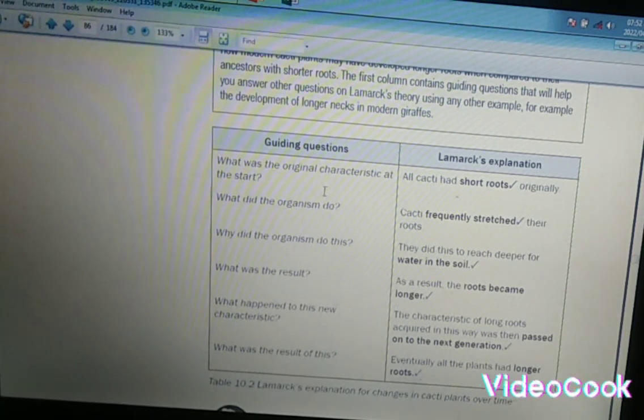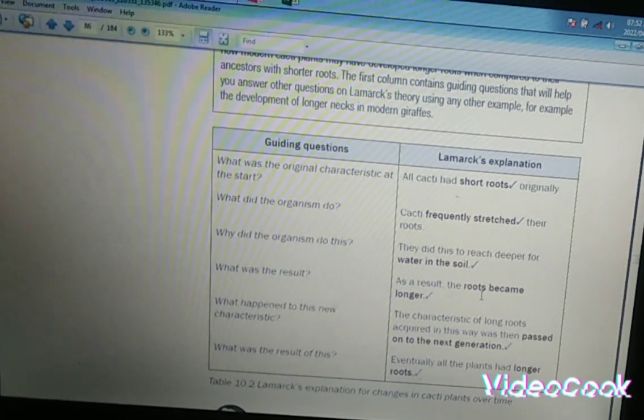From Lamarck's point of view, what were the original characteristics at the start? All the cacti plants had short roots originally, right? They were not that long at the beginning. But then what did the organisms do? The cacti frequently stretched their roots. That's according to Lamarck. Remember, Lamarck believes that you acquire characteristics as you grow, as you live, right? So why did the organisms do this? They did this to reach deeper for water in the soil.